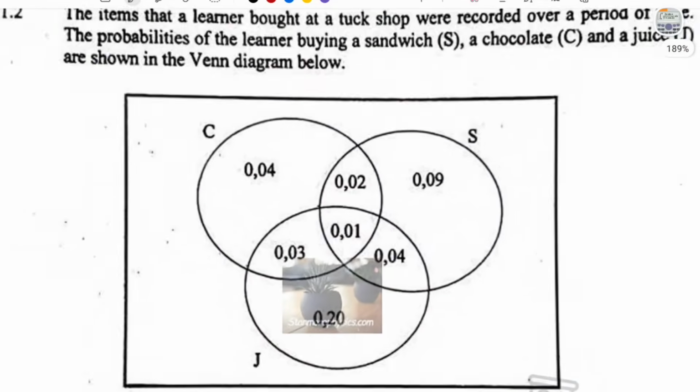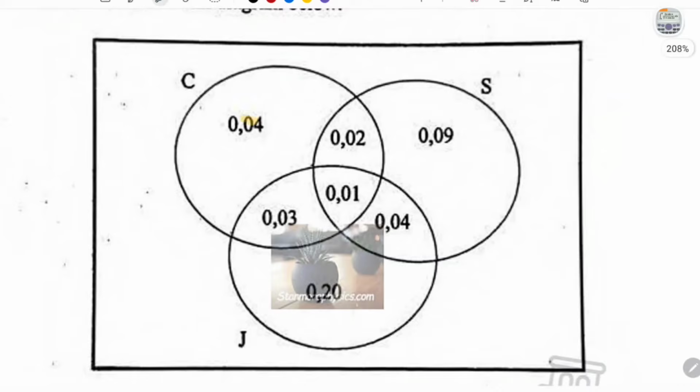Okay, so we can look at each of it and ask, how many did they buy here? 1 item, only a chocolate. Okay, how many items did a child buy here? That would be 2 items because the child bought a chocolate and a sandwich. You see that is part of the intersection of chocolate and sandwich. Okay, so that's going to be included in our calculation.